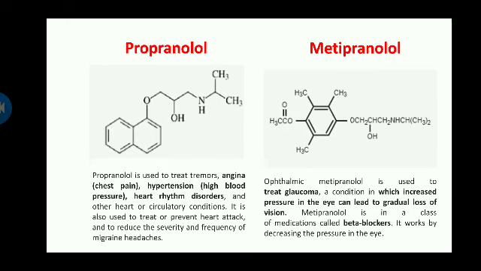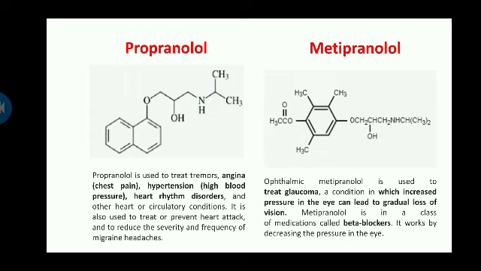Next one is propranolol. It is mainly used for chest pain, we can simply say heart attack, angina pectoris, and also rhythm disorders. It's mainly used to treat heart or circulatory conditions, to prevent heart attack, and to reduce the severity and frequency of migraine headaches.